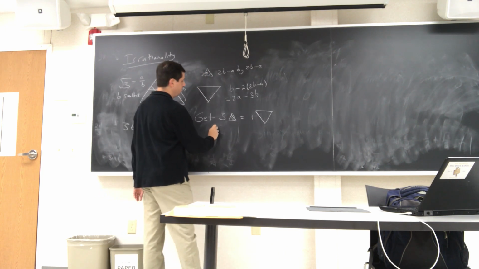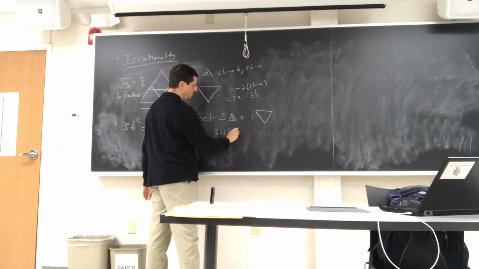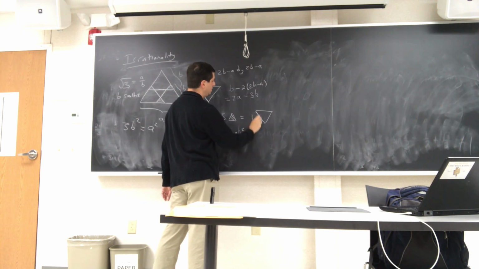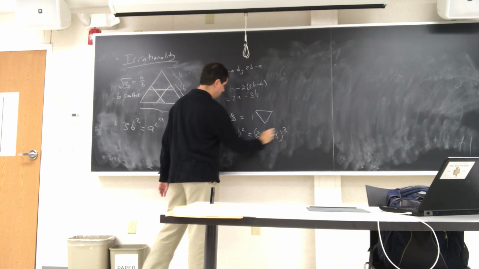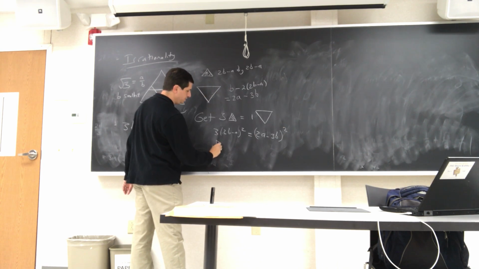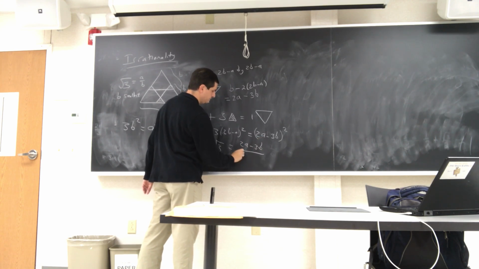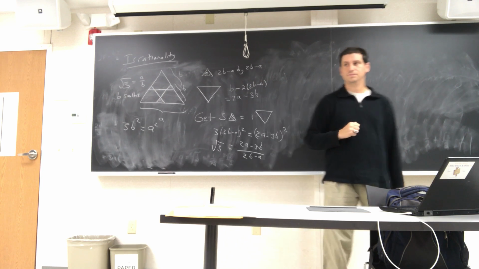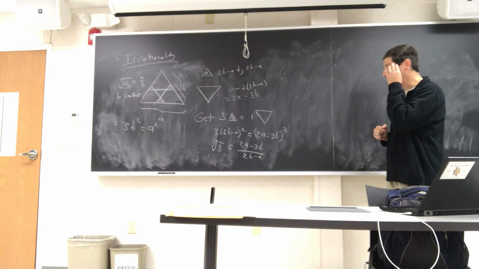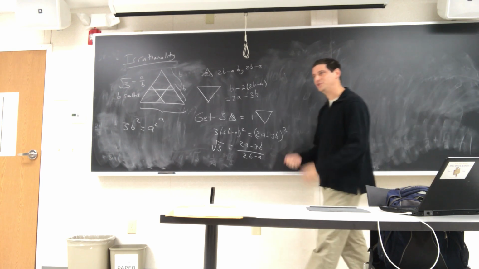So we get 3 times 2b minus a squared equals 2a minus 3b squared. So the square root of 3 is going to be 2a minus 3b over 2b minus a. What do we need now to be done? We want to get a contradiction. What's our contradiction?